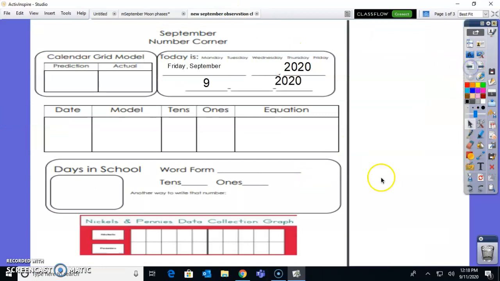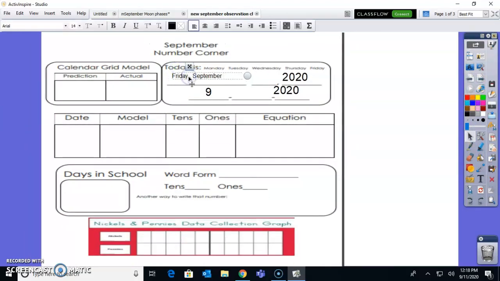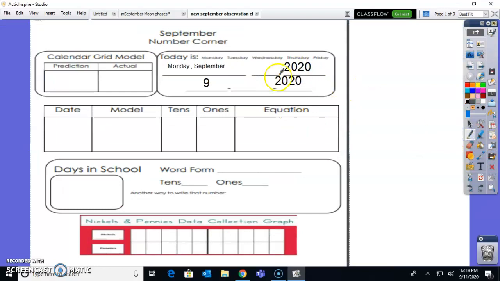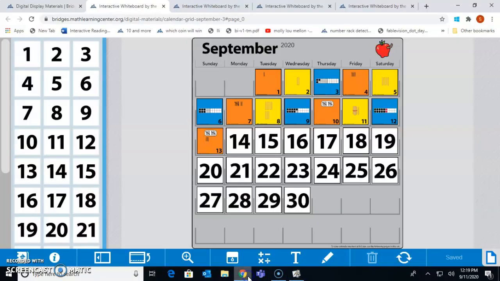So you need to get this chart out and you need to write in, today is Monday. Today is Monday and it is September 14th. Monday, September 14th. I hope you had a great weekend. Let's look at our calendar grid.